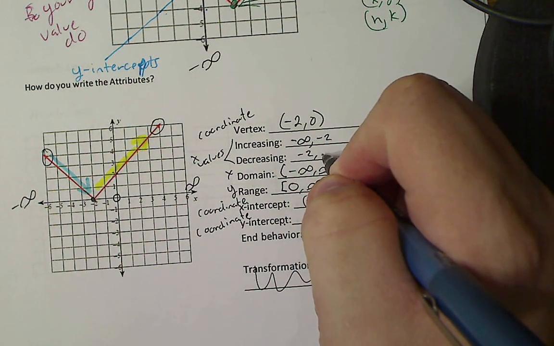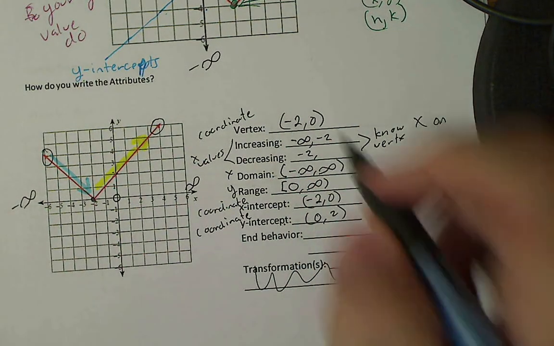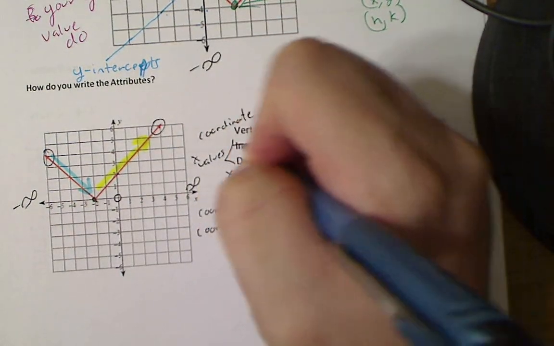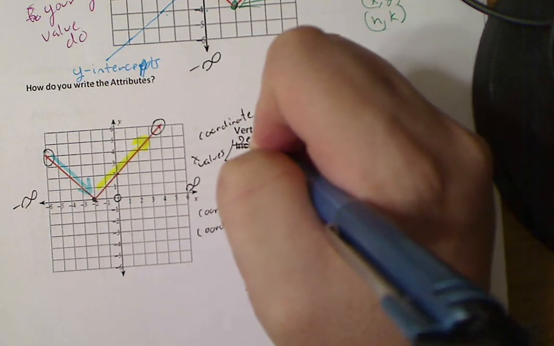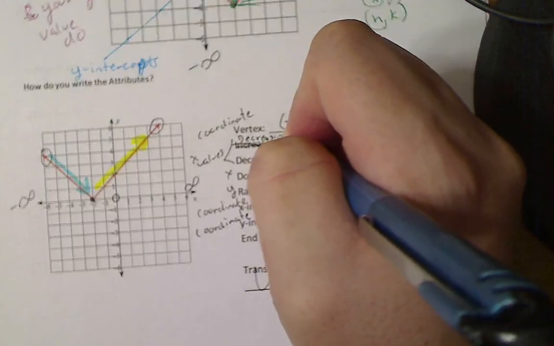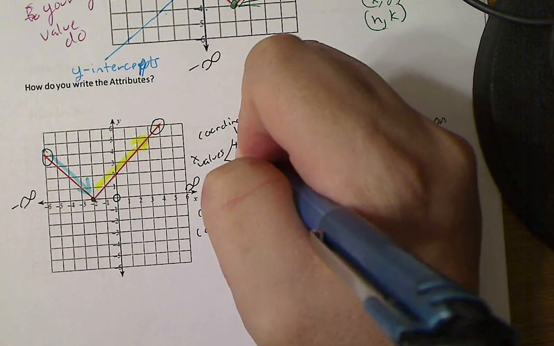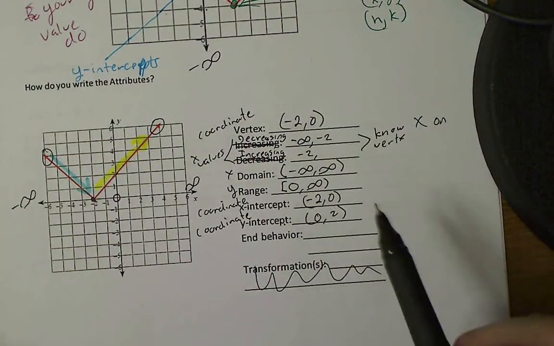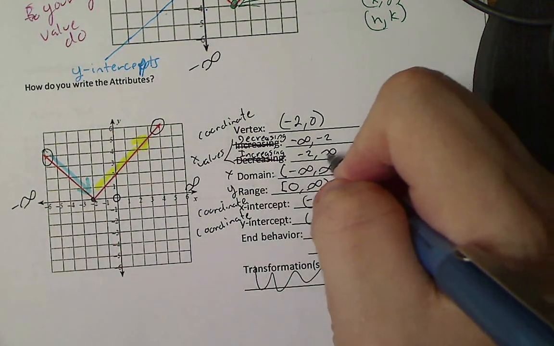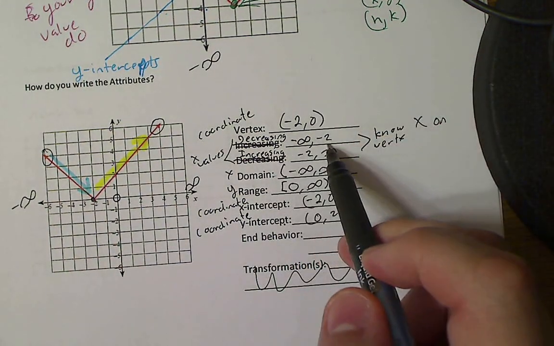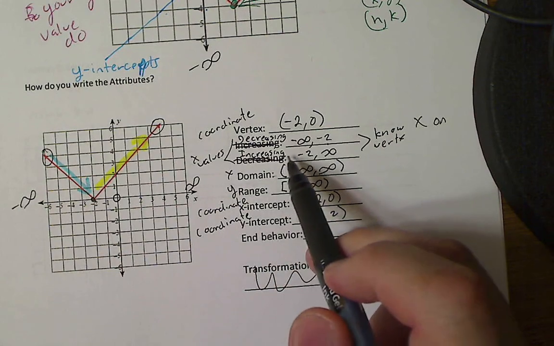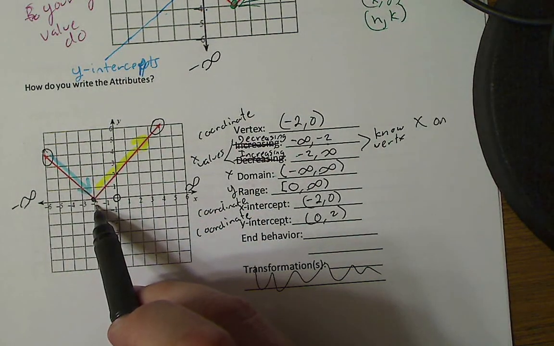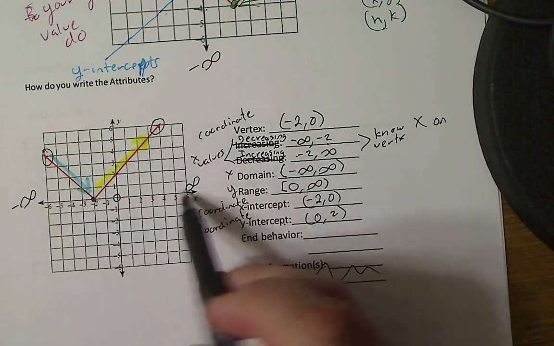You know what? I wrote this backwards. This is your decreasing interval. No, I don't need whiteout. This is your increasing interval. That was my fault; I didn't actually read my own words. So it's decreasing from -infinity to -2, and it's increasing from -2 to infinity. And again, that's because you're going from -infinity to -2, and then from -2 back to infinity on your x-axis.